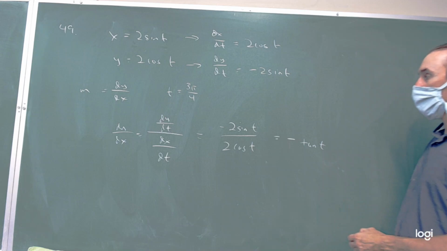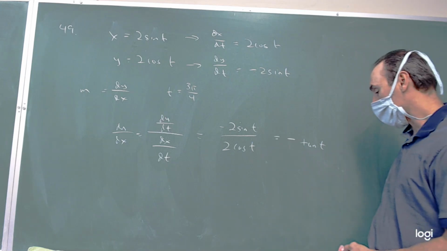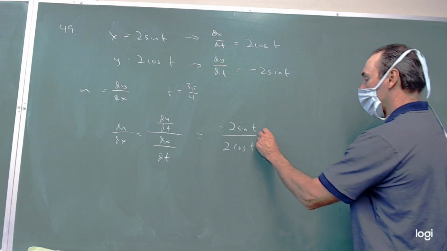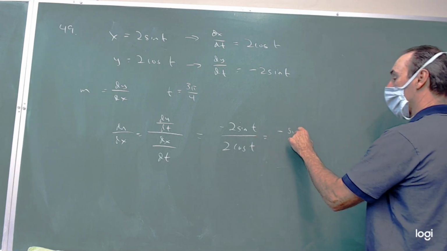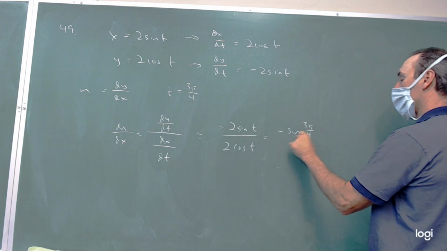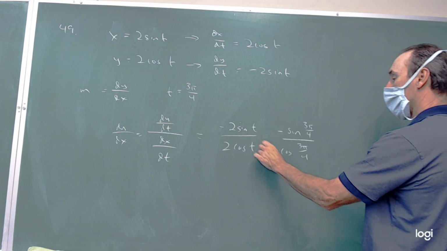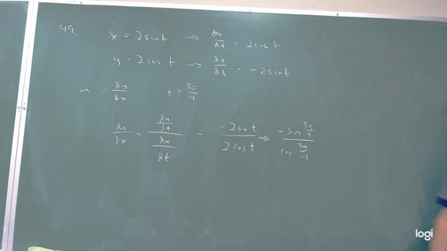I guess to evaluate, we just want to evaluate. It might be easier to leave it as sines and cosines. So let's cancel the 2's and say it's going to be a negative sine 3 pi over 4 over cosine of 3 pi over 4. I'm going to not use equals. I'm going to say arrow.